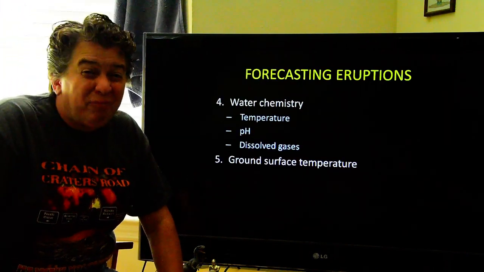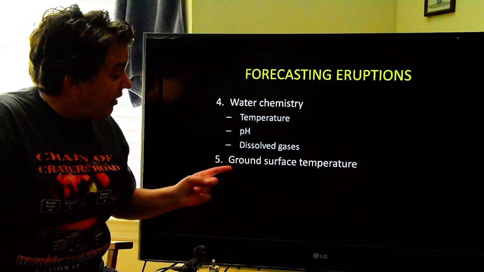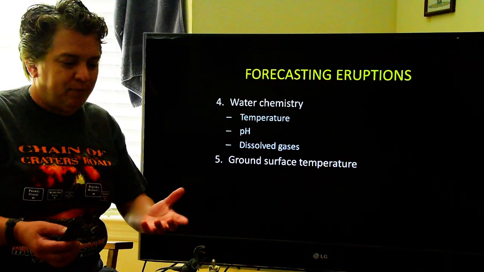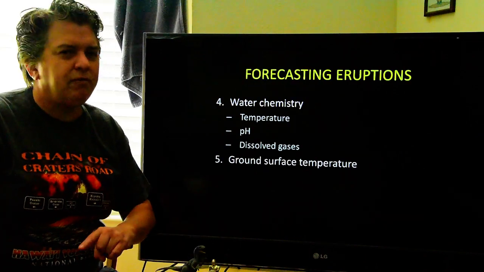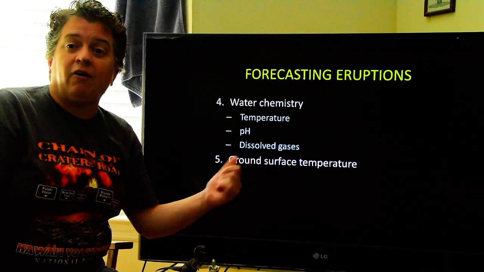That one's pretty obvious. As magma gets closer to the surface, it's going to get hotter. What's kind of cool is you can measure this with satellites. So you don't even have to be on the volcano. You can be sitting in your pajamas in your office. You shouldn't be in your office in your pajamas, but you can be sitting at home in your pajamas and get this data off satellites.